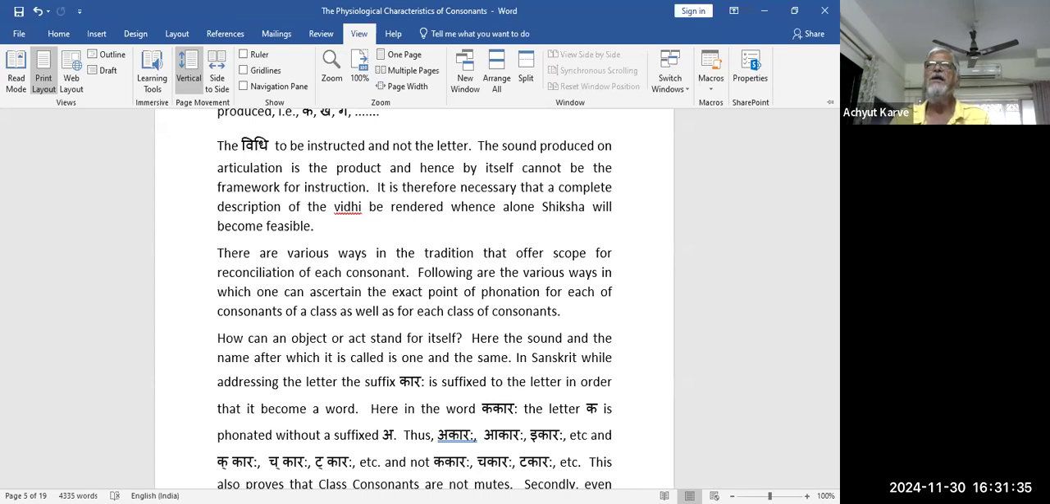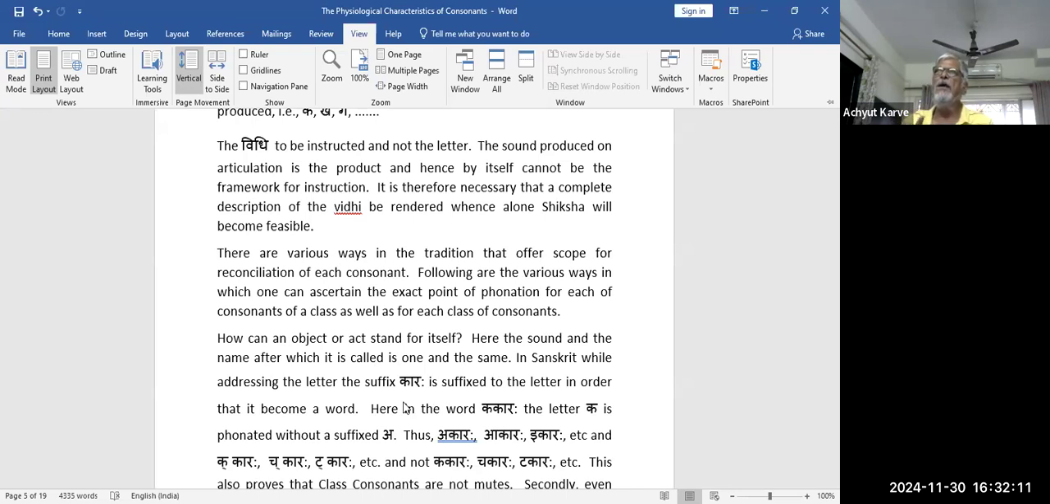There are various ways in the tradition that offer scope for reconciliation of each consonant. Now, each consonant can be reconciled. Following are the various ways in which one can ascertain the exact point of phonation for each of the consonants of a class, as well as for each class of consonants. How can an object or act stand for itself? Here, the sound and the name after which it is called is one and the same. In Sanskrit, while addressing the letter, the suffix karah is used.